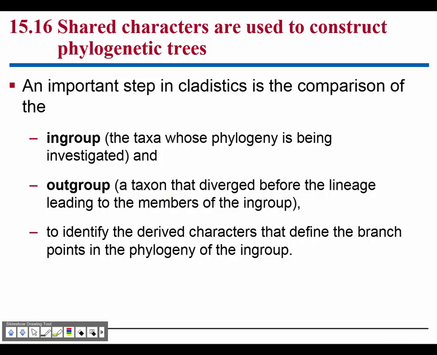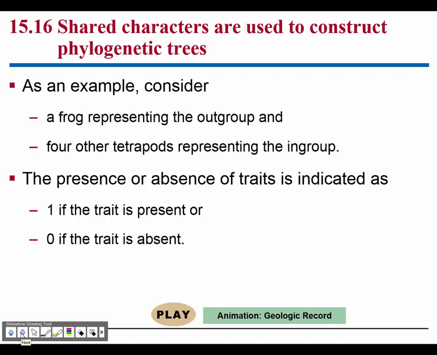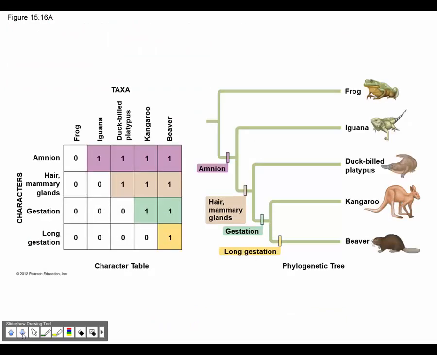So outgroup, a taxon that diverged before the lineage leading to members of the group, right? And then we use this cladistics to identify the derived characters that define the branch points in the phylogeny of the in-group. Right, so this one, guys, we're going to use a frog, and then tetrapods, and we're going to use presence or absence of traits. 1 if the trait is present, 0 if the trait is not. So this is pretty simple here.